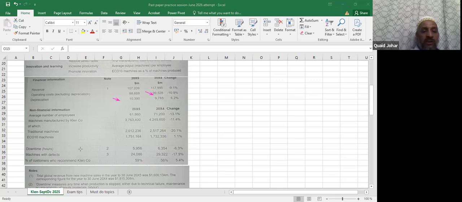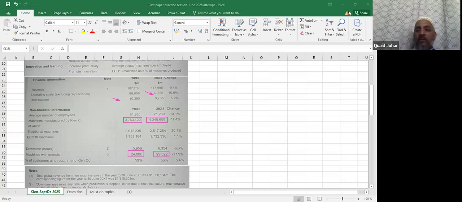तो machines with defects 2004 में 29,322 थी और Clen कंपनी has manufactured 42,49600 machines. Now, machines with defects in 2005 were 24,000. And the total machines produced were this much. So defected machines numerator में और total machines denominator, multiply by 100, right? Ratio आ जाएगा.